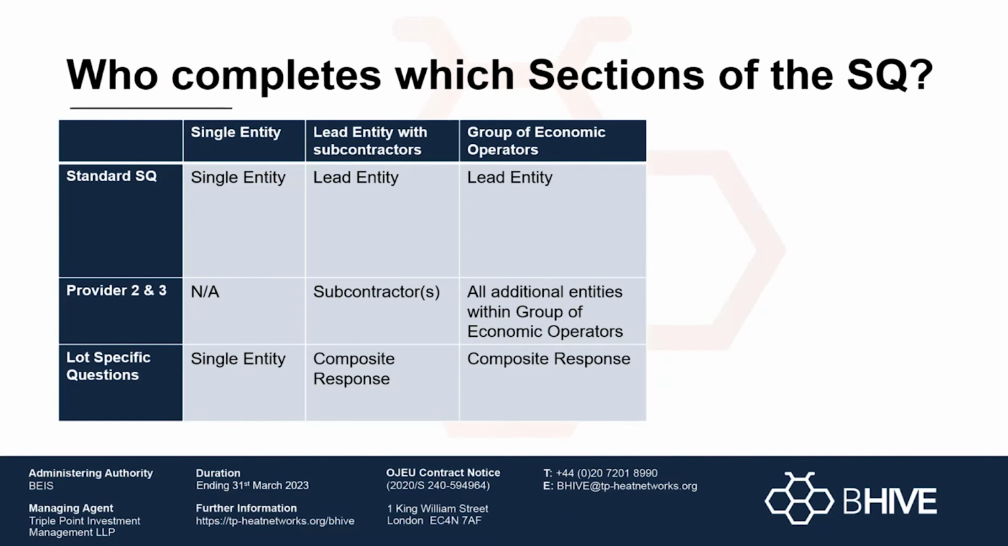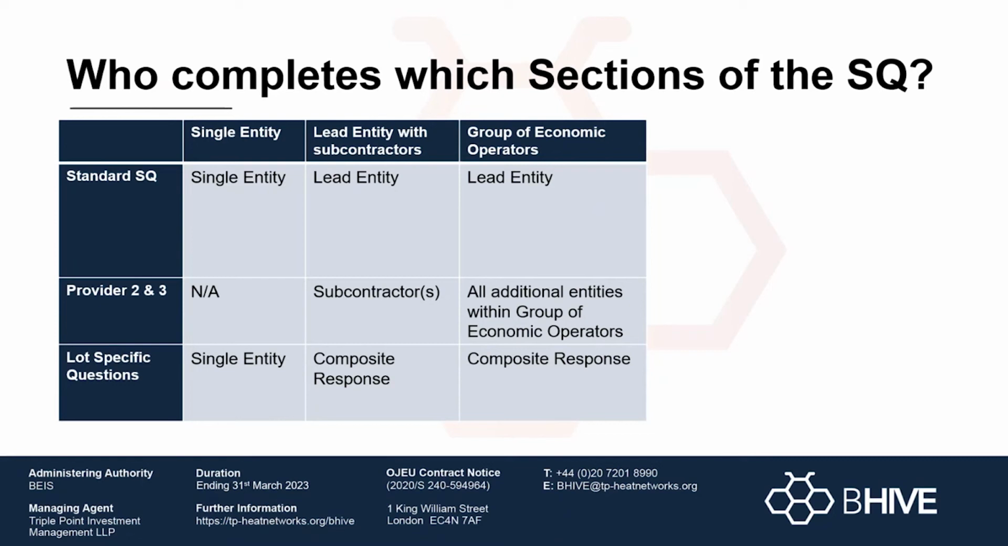So moving on to who completes which sections of the SQ. The standard SQ should be completed by either the single entity or that lead entity identified. And then if there are going to be any subcontractors, so a subcontractor would be the entity providing the funding, if that is a separate entity, we'll need to complete questions under the provider 2 and 3 responses.